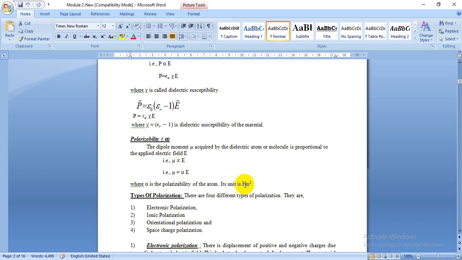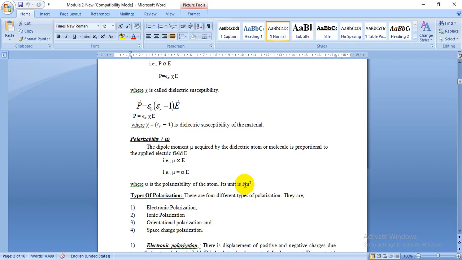The second thing we have seen is polarization. Polarization is when an external field is applied to the dielectric material, the charged particles start to move apart. It forms a dipole, and hence a dipole moment is produced. This process is called polarization.